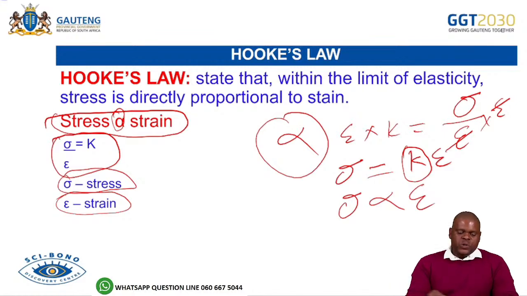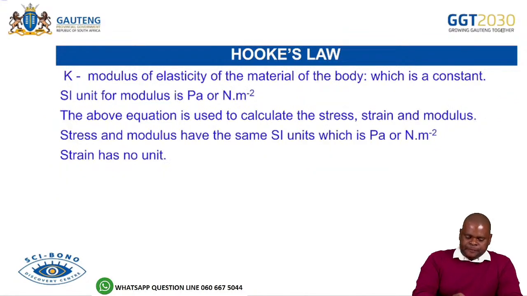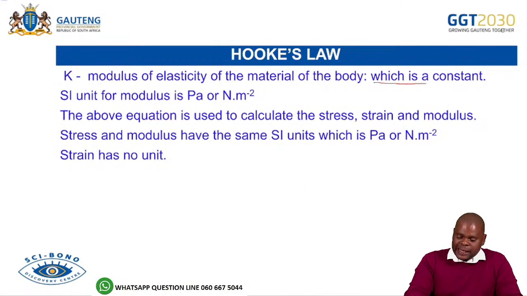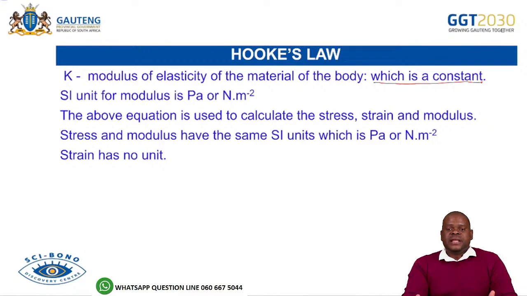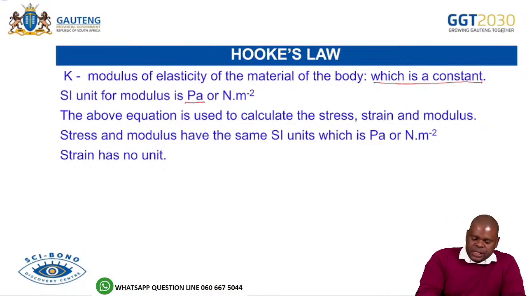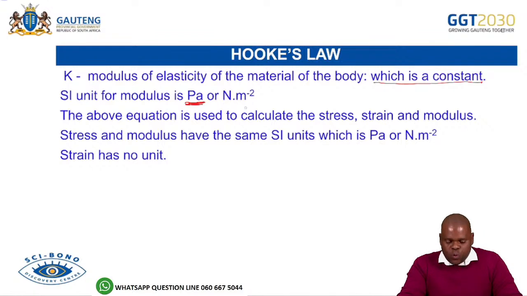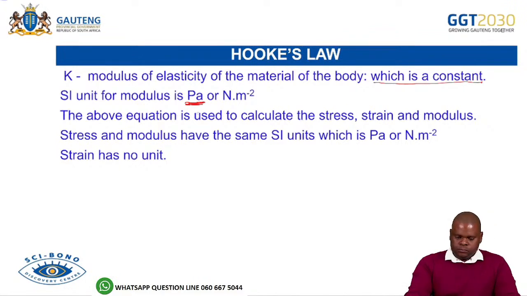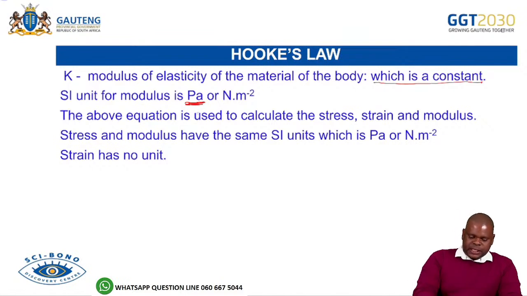When we continue, we say K that you see here, this K here is what? Is the modulus of elasticity of the material of the body, which is what? A constant, as I mentioned before. And we say the SI unit for modulus is what? Is Pascal or Pa or Newton per meter square. Pascal or Newton per meter square.